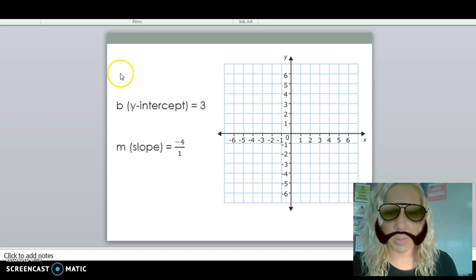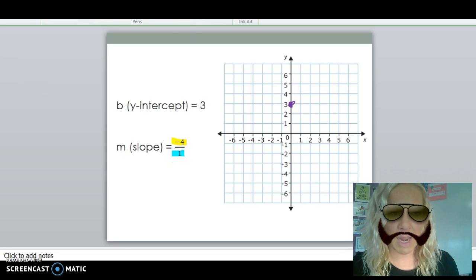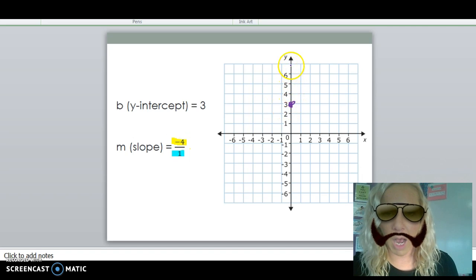Let's look at one more example. Again, my y-intercept is 3. So I'm going to graph my point at 3. Then I'm going to rise negative 4, run positive 1. Now in this case, because my rise is negative 4, instead of going up, I have to go down negative 4 because it's negative, and if we go down, that's a negative direction. So I'm going to go down 1, 2, 3, 4.